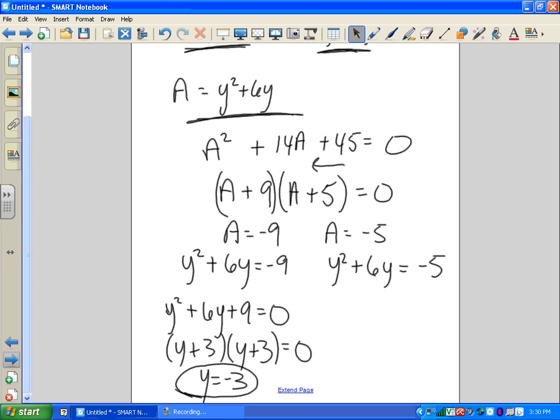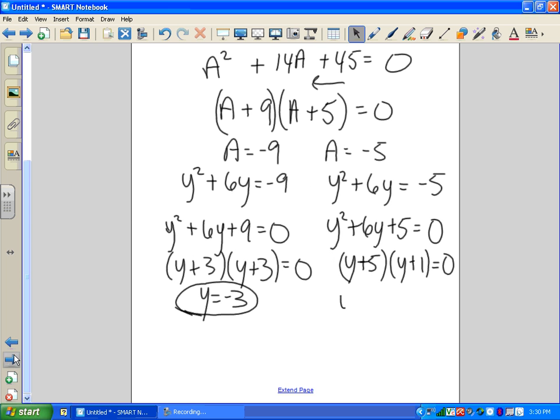Now on the other one here, let's bring our 5 over so we can set it equal to 0. And that will factor. Factors of 5 that add to give me 6 would be 5 and 1. I think earlier we've done one where it didn't factor. And so if it does not factor, we can complete the square or do the quadratic formula. It's not that we couldn't do it, it's just we'd have to use a different method. And so now the solutions from this part are going to be negative 5 and negative 1.